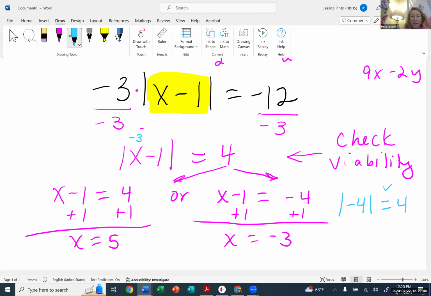When I plug in the 5, that one's easy. Is the absolute value of 4 equal to 4? Yes, 4 is 4 units from 0. And so those are the two answers. That one's short and sweet.